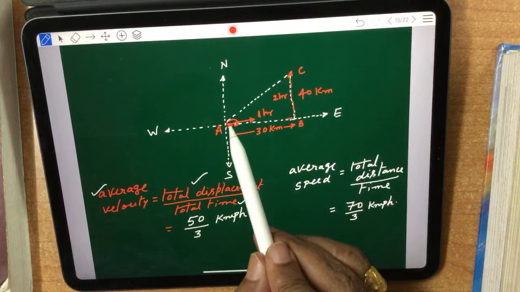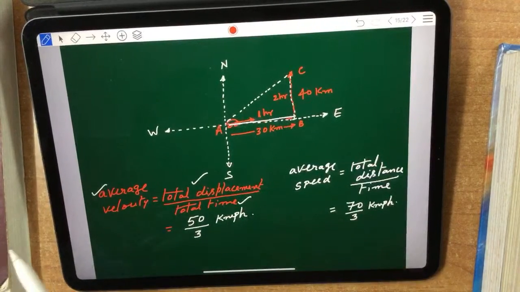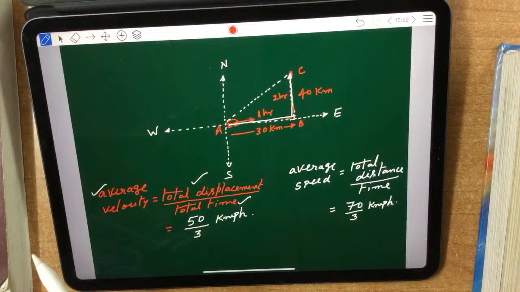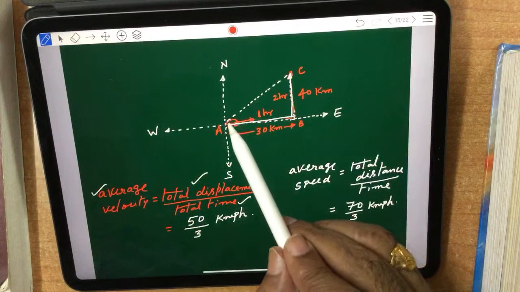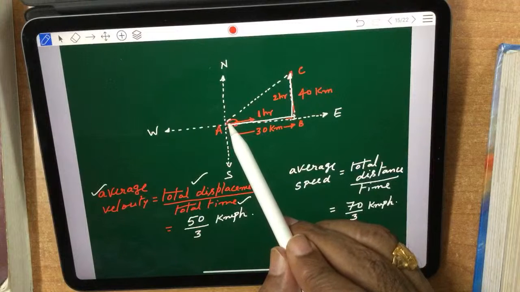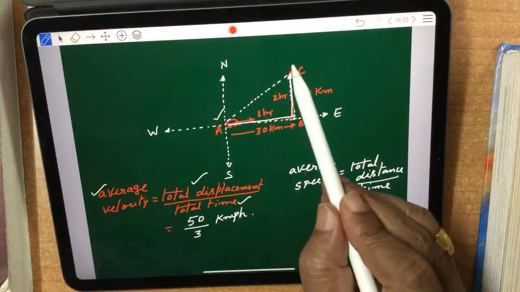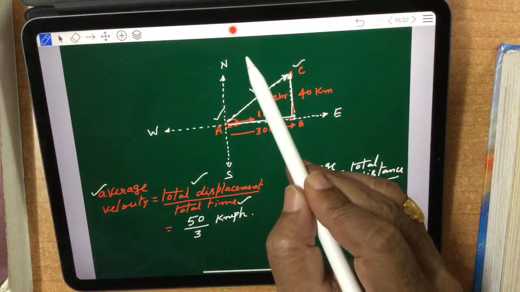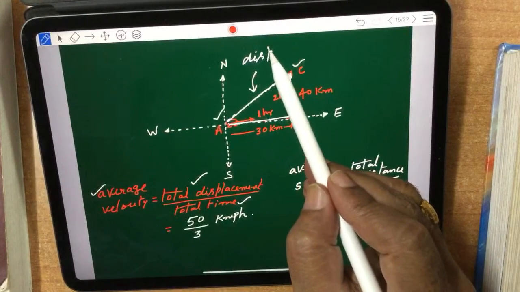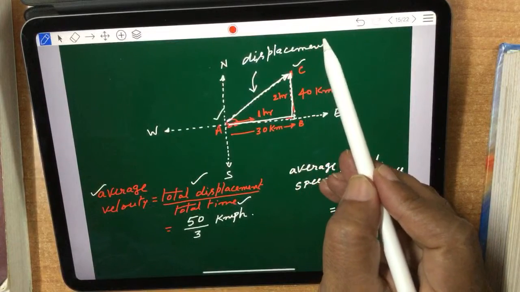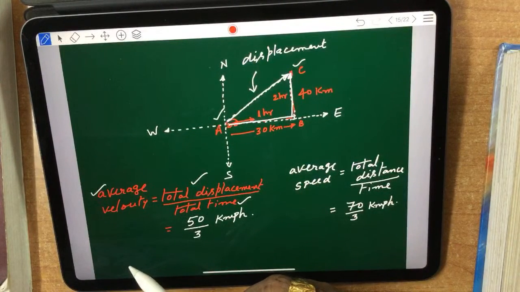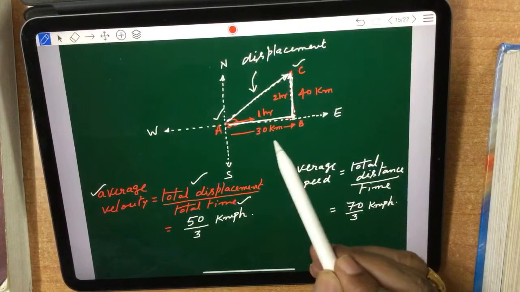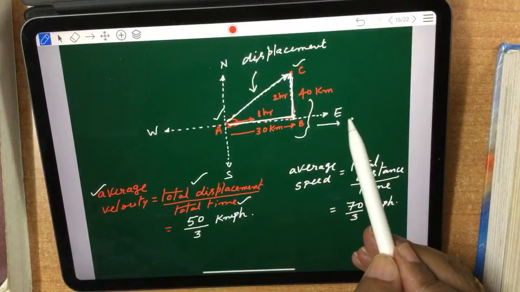Look at this case. A car traveling 30 kilometers east, 40 kilometers north. The shortest distance between the initial and final position is called displacement. That is A to C. This is the shortest distance. Generally, we call this displacement. Be careful. The length of the actual path followed is called distance. This total is called distance.